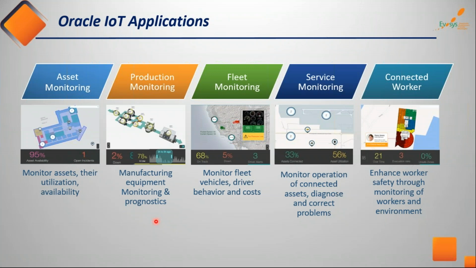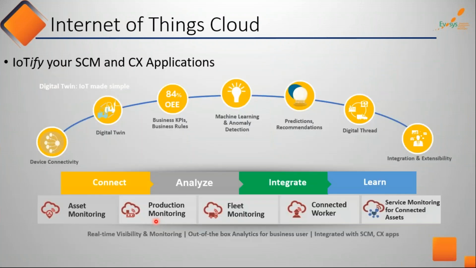There is Service Monitoring Cloud, which helps you monitor your field service technicians, your connected assets in the field. You can diagnose your problems and correct your problems in your products in real time. And there is Connected Worker Cloud, which helps you enhance your worker safety and monitor your worker performance, worker health, and hazards around the worker environment. These are the Oracle IoT applications that help you get started very quickly and realize your business benefit in these individual areas. Now, how to IoTify your supply chain?